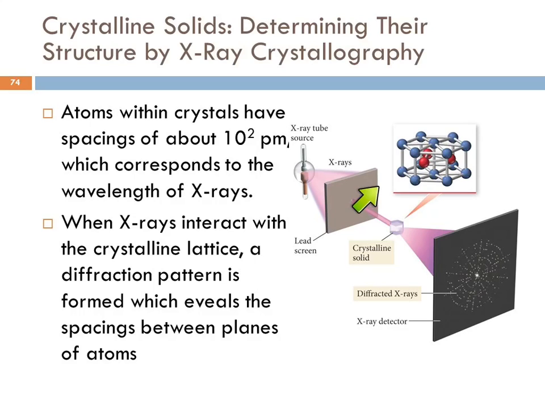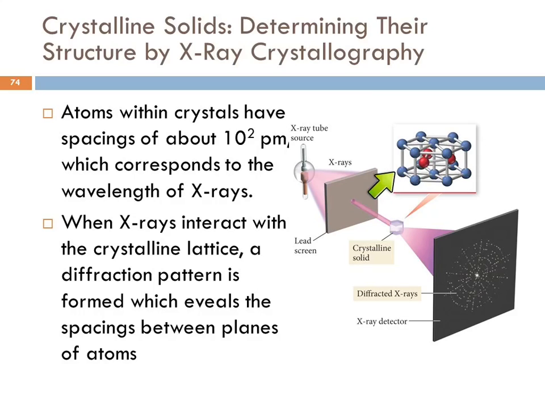The spacing of the atoms within the crystals is about 100 picometers, which corresponds to the wavelength of X-rays. So we can shine X-rays on these crystals, and the atoms in the crystal act as the slits and cause diffraction patterns. From the diffraction pattern, we can learn things about the geometry of that crystalline lattice. So it gives us information about spacing between the planes of the atoms.